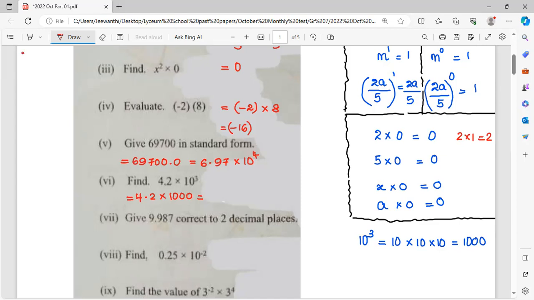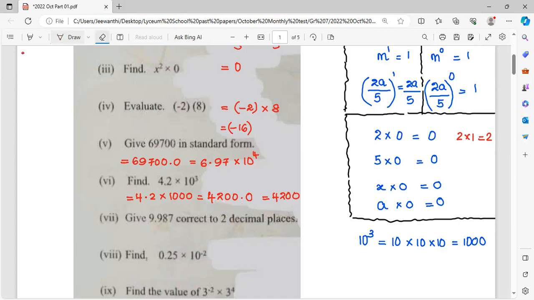Now, how many steps should I move according to this number? It is 1000. I have 3 zeros. So then I should move 3 steps. So then it becomes 4200.0. So then no point of keeping 0 at the end. I write 4200. Right? But if you are not sure, you can just check whether I have come the correct number of steps. Earlier, the decimal man was here. 1, 2, 3. Yes, I have come the correct number of steps.